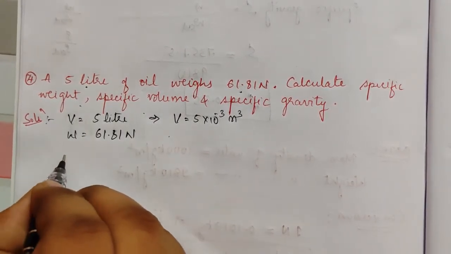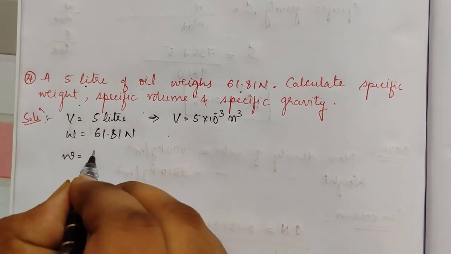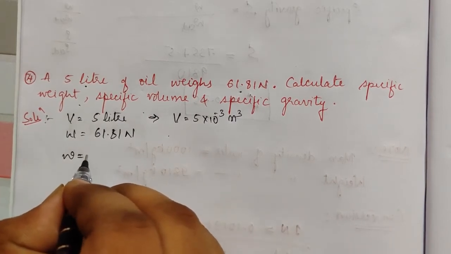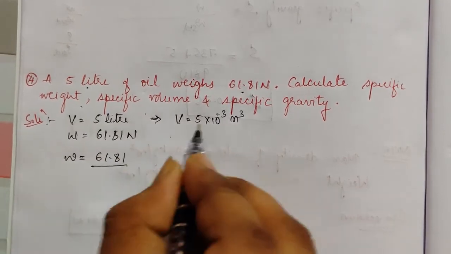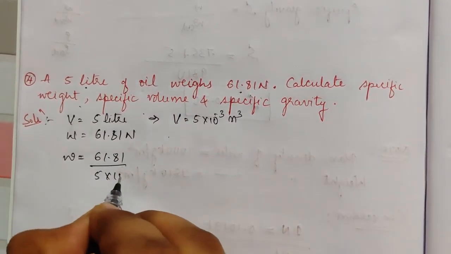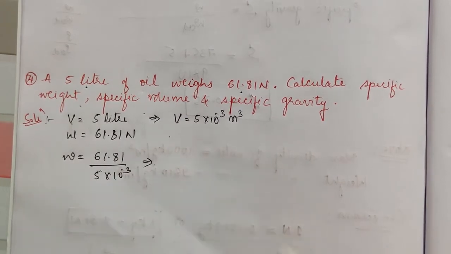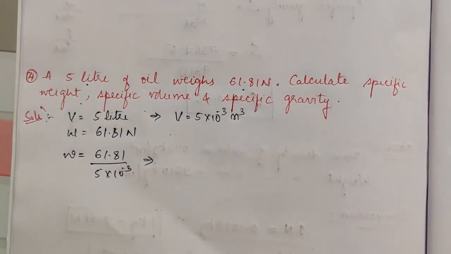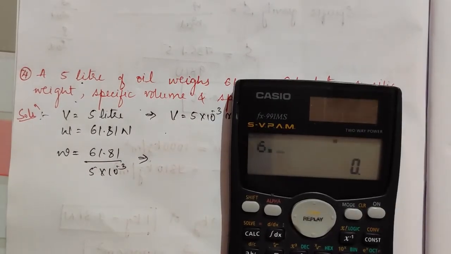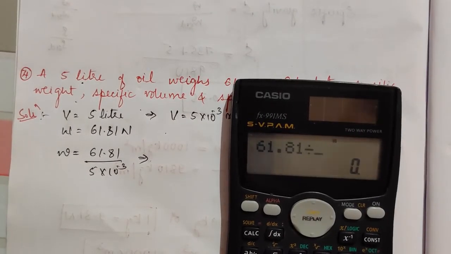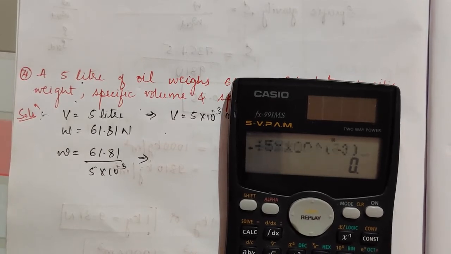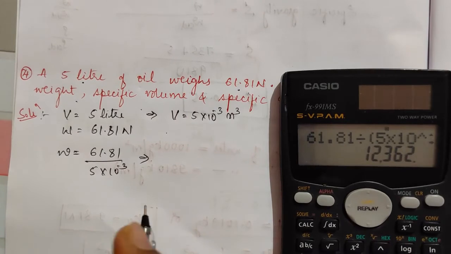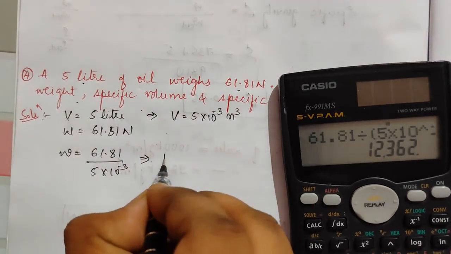Then specific weight, so weight by volume of the fluid. What is weight? 61.81. What is volume? 5 into 10 power minus 3. So what we will get if I divide 61.81 by 5 into 10 power minus 3? It is 12362.